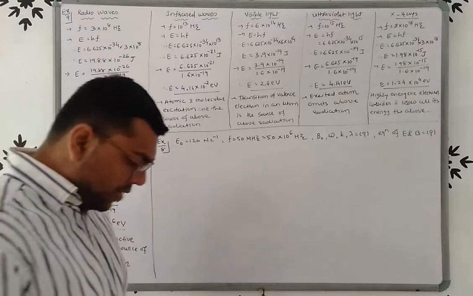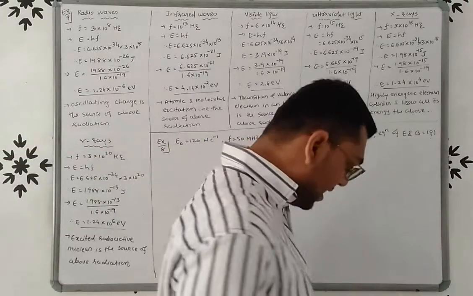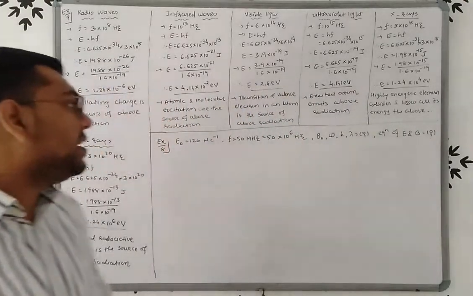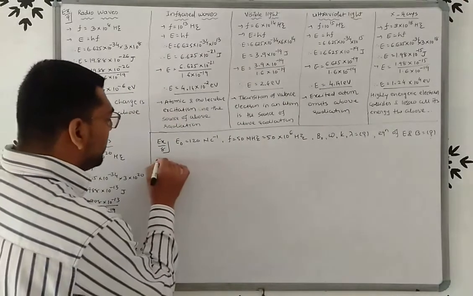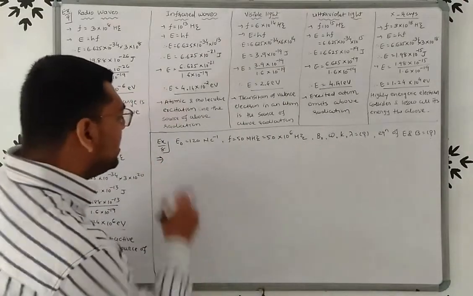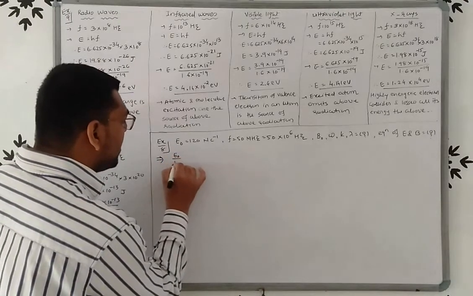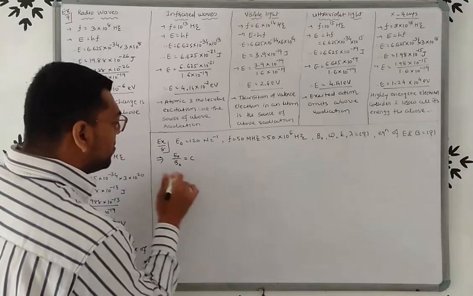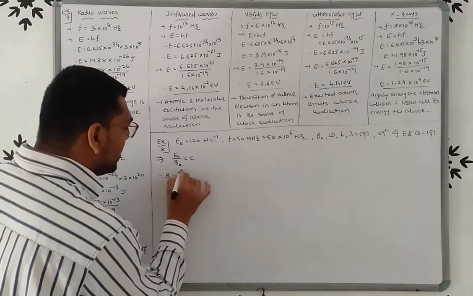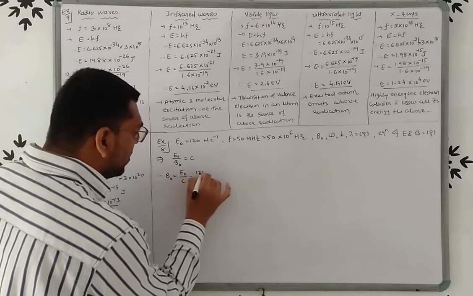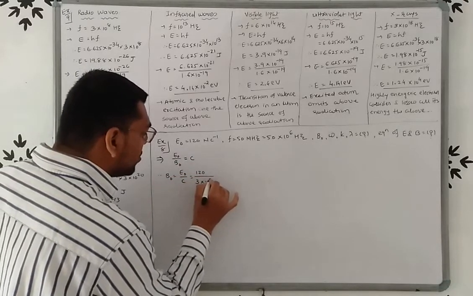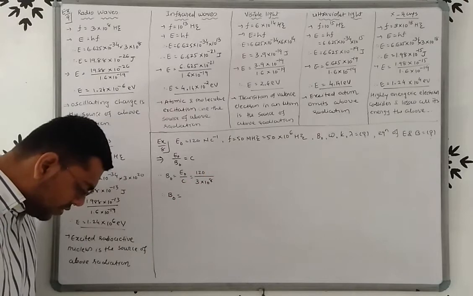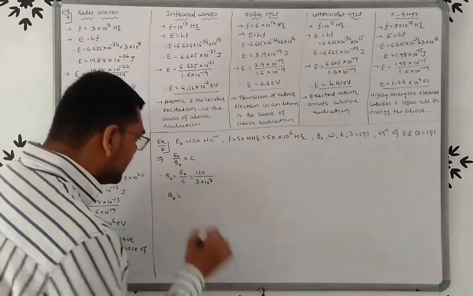Determine B0, omega, k, lambda, and the expression, or you can say the equation, of the electric field and magnetic field. Now first of all we have to find B0. E0 is given, so we know that E0 by B0 equals C. So to find B0, B0 equals E0 by C. So 120 divided by 3 into 10 raised to 8. After calculating this, you will get B0 as 4 into 10 raised to minus 7.